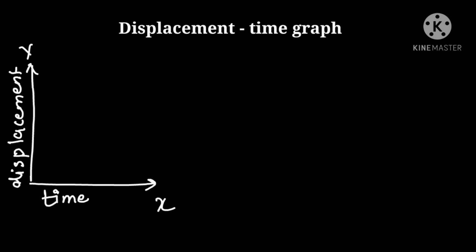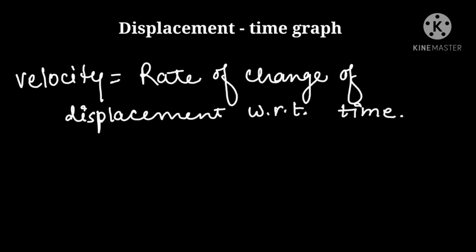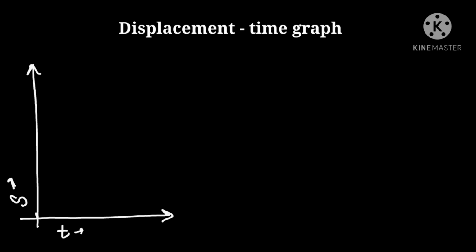Displacement time graph has displacement on the y-axis and time on the x-axis. So when we draw the graph, the slope of the graph denotes velocity. Why? Because velocity is rate of change of displacement with respect to time. And the slope of displacement time graph gives us exactly that.